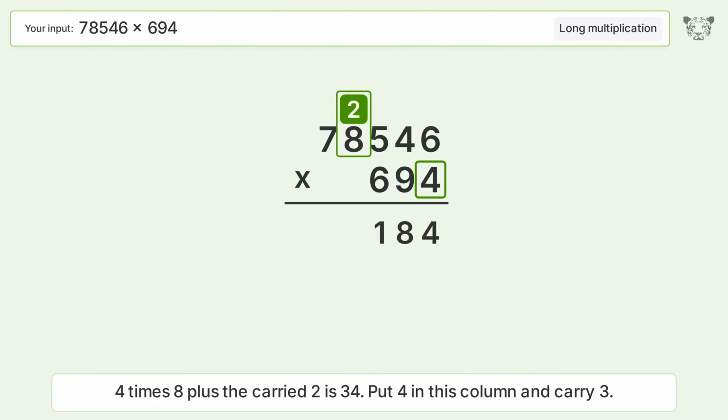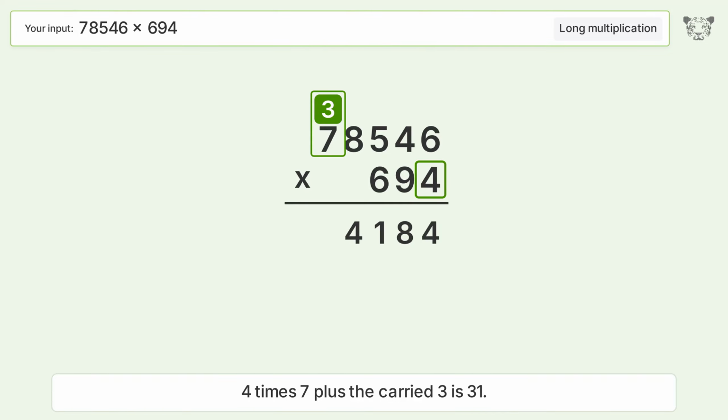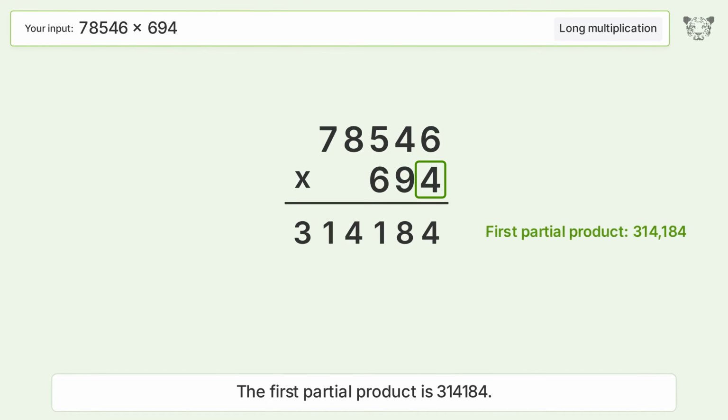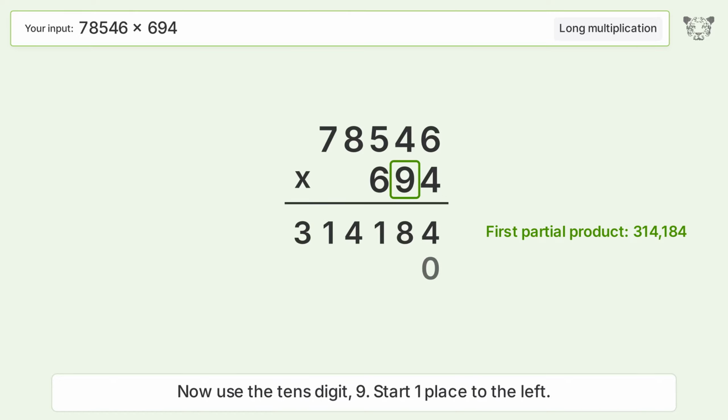4 times 8 plus the carried 2 is 34. Put 4 in this column and carry 3. 4 times 7 plus the carried 3 is 31. The first partial product is 314,184. Now use the tens digit, 9.